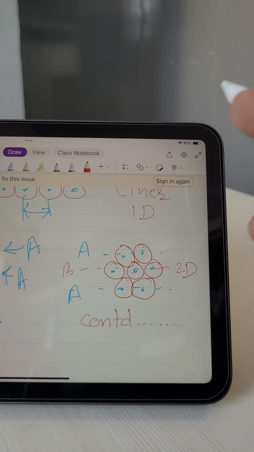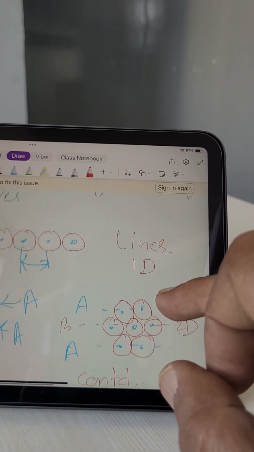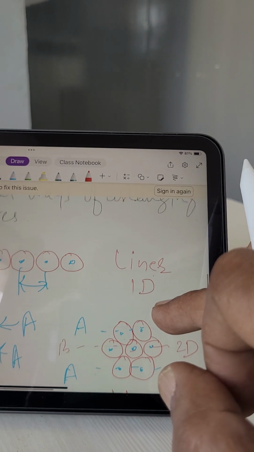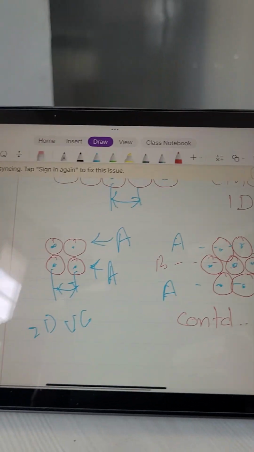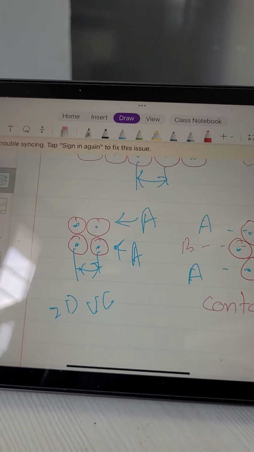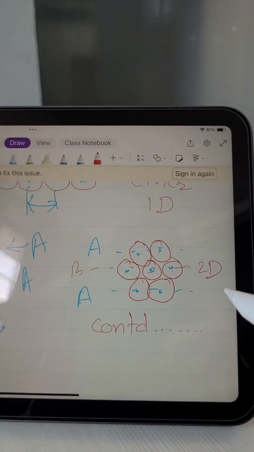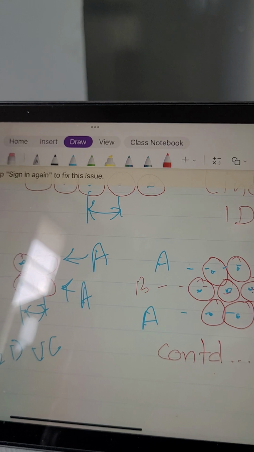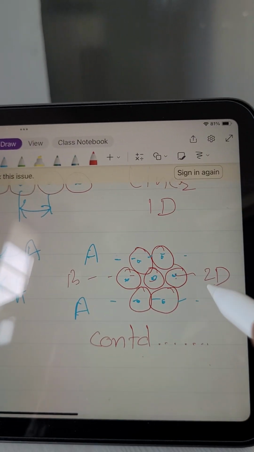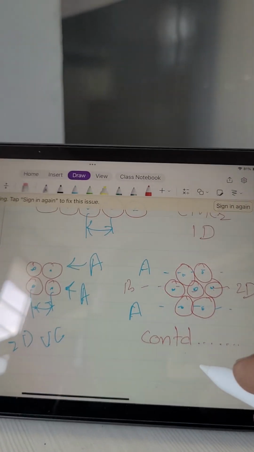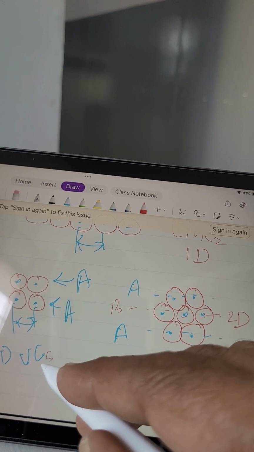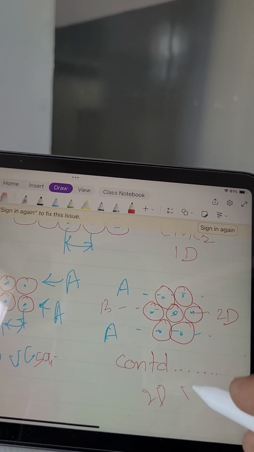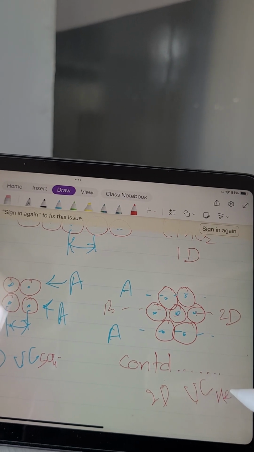Okay, repetition. Now observe the natural way of arranging spheres: linear 1D, and in 2D 2 ways, 2 dimensional unit cells. This is the 2 dimensional unit cell of square packing, and this is the 2 dimensional unit cell of hexagonal packing.